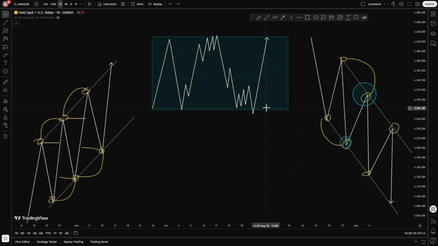Traders who can spot consolidation and position themselves for the breakout have a huge advantage. But here's the thing, consolidation can fake you out. Sometimes the market pretends to break out, only to snap back inside the range. That's why reading market structure as a whole, not just one phase, is key.